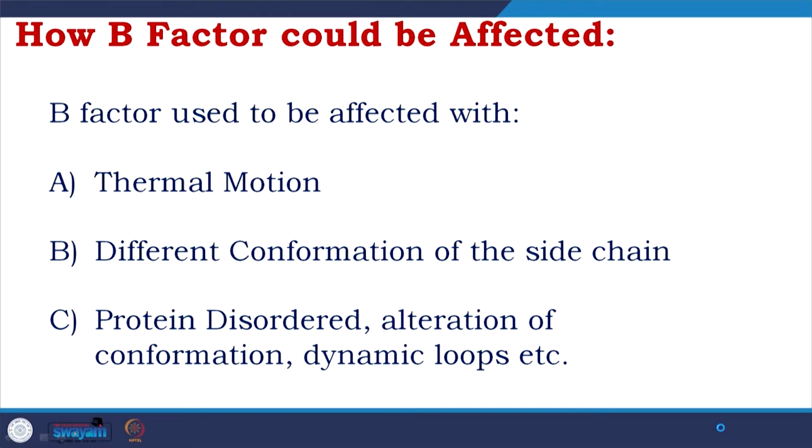Protein disordered, where the protein is not getting a very ordered structure like helix or beta sheet, but generally has loops, also flexible loops. Alteration of conformation, where there is a change in conformation, and as I said, dynamic loops.